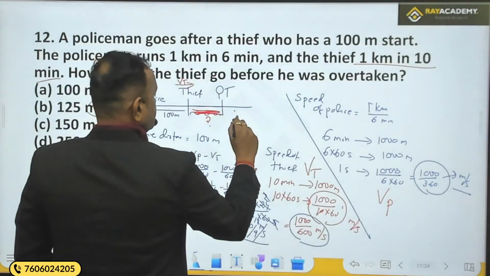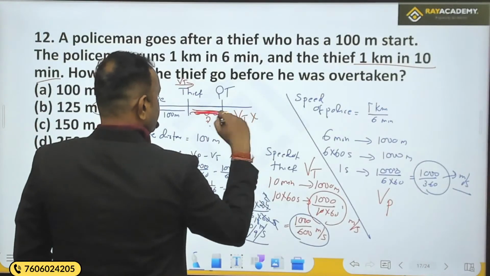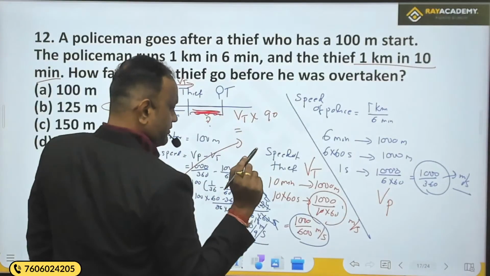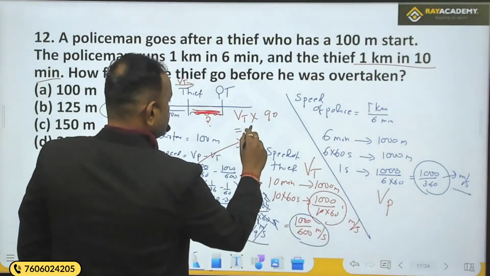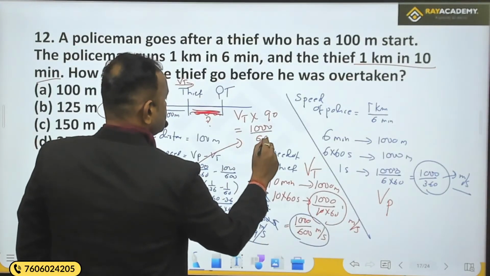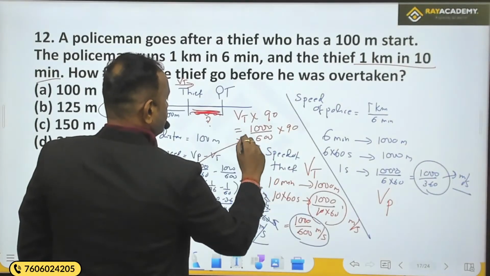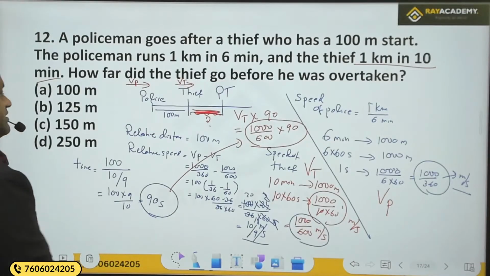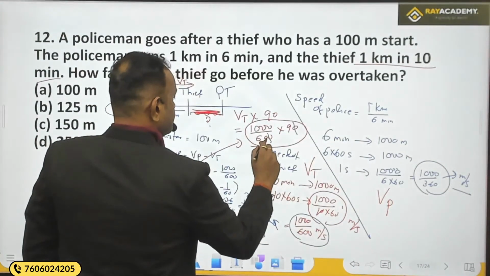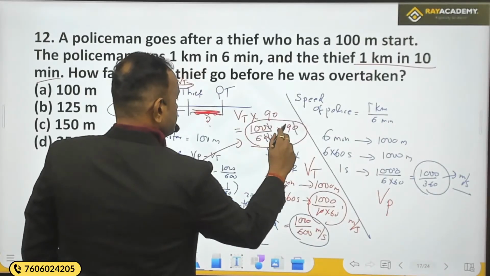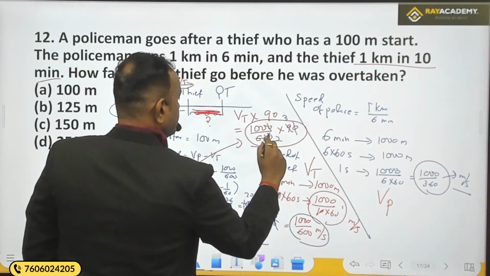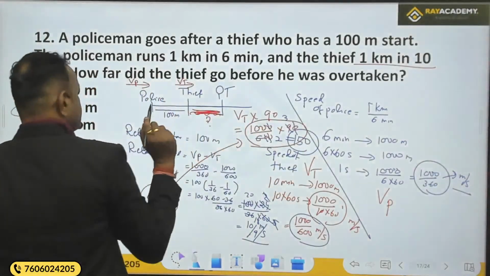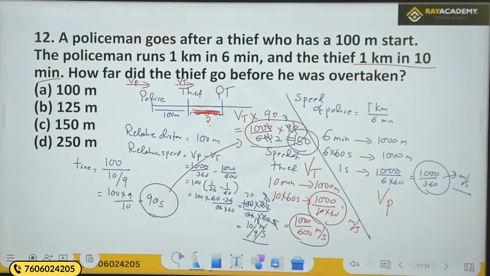So this distance is vt multiplied by the time in which it is catching. So this time is 90 seconds. The speed of the thief was 1000 by 600, so 1000 by 600 into 90. Whatever you get, that is your answer. Okay, let's do the calculation. That is 150. The calculation is a bit clumsy, but you will get 150 as the answer.